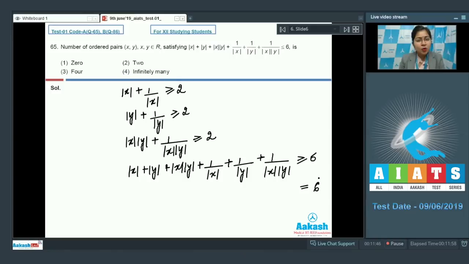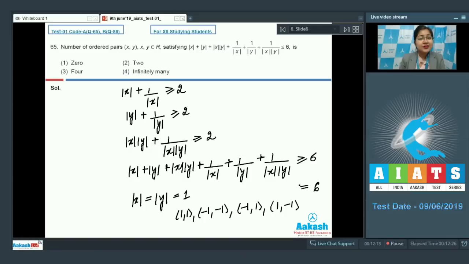Also, mod x mod y plus 1 by mod x mod y is also equal to 2, which means that value of mod x is equal to mod y is equal to 1, right? So we have to find the number of ordered pairs. Number of ordered pairs will be 4, and that will be 1 comma 1, minus 1 comma minus 1, minus 1 comma 1, and 1 comma minus 1. So we can say that number of ordered pairs are 4, which means that correct answer is option number 3.